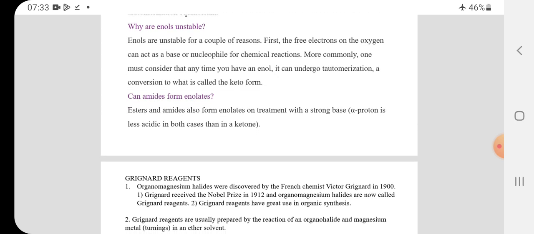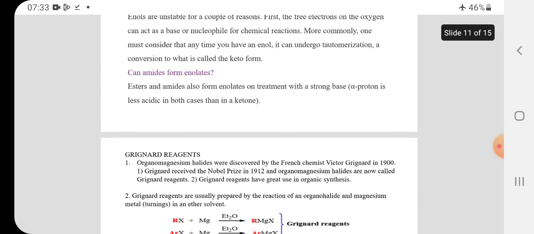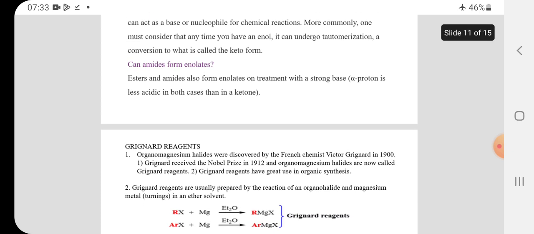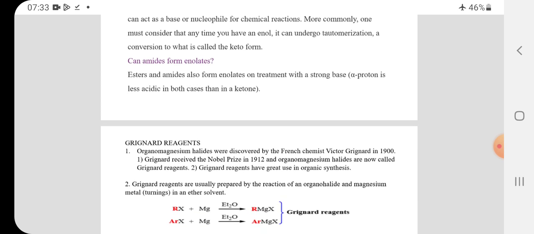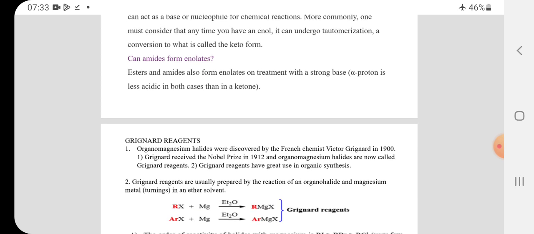The next question, why are enols unstable? Enols are unstable for a couple of reasons. The first reason, free electrons on the oxygen atom can act as a base or nucleophile in chemical reactions. More commonly, one must consider that any time you have an enol, it can undergo tautomerization, a conversion to what is called the keto form.